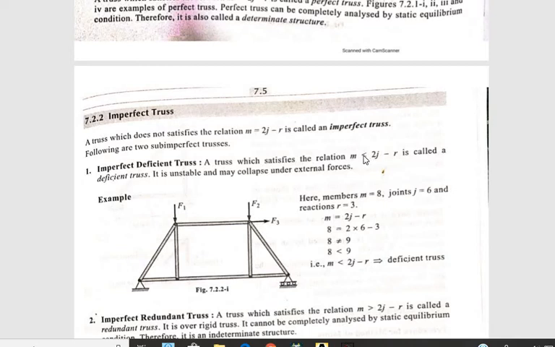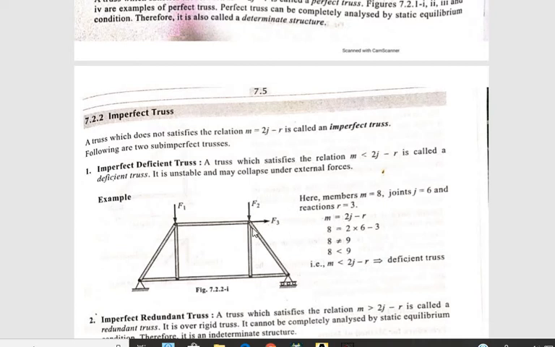It is an unstable truss and may collapse under external forces. Observe here, m is less, meaning the number of members is less than this equation requires. So since the number of members is less, this truss is going to fail due to the external loading. So see the example. This is the geometry. In this there are 8 members, 6 joints, reaction 3. So m compared with 2j minus r: m is 8, so 8 is less than 9. So this is the imperfect deficient truss.